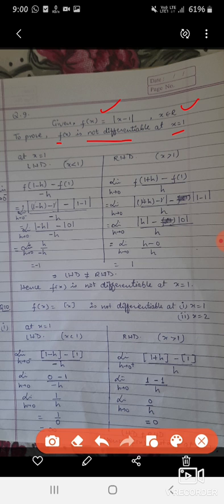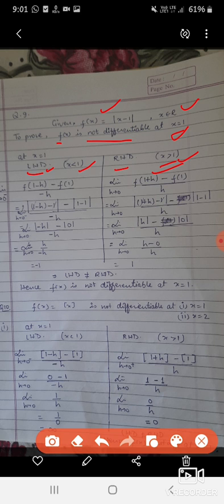So for proving differentiability, we will take LHD and RHD, left hand derivative and right hand derivative. On the point which is being asked, that point we will take. He is asking on x equals to 1, so we will take x less than 1 and x greater than 1. For the left hand side derivative, we will take less than 1, and for the right hand side we will take greater than 1.